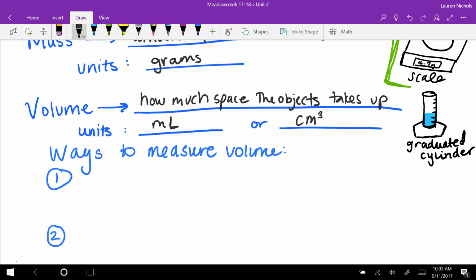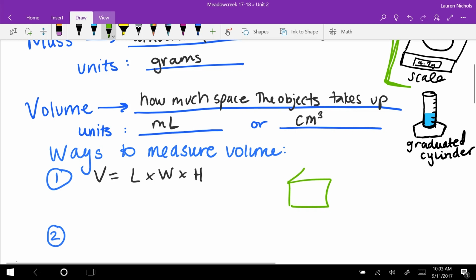So let's talk about when you would want to use both. One of the first ways is that we know that volume is equal to length times width times height. Now this would be if we had a rectangular object. So if we had something kind of like this, where our length would be here, our width would be along this front to back, and our height would be how high the object sat off of the table. And we would measure them using a ruler in centimeters.